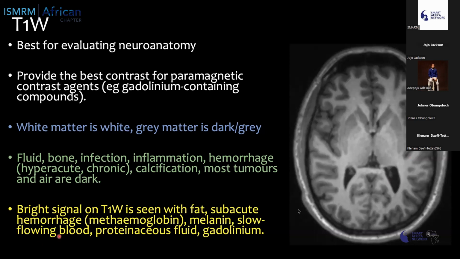However, if you see any bright signal on T1, it's also a clue that you should follow up what this bright signal is to arrive at your diagnosis. So T1, fat, if there's any subacute hemorrhage, right? So anytime you see blood that is hyperintense on T1, you should be thinking it's in the subacute stage, okay? Melanin, the slow flowing blood or thrombus within the blood. If there's a proteinaceous fluid within the sinuses, or there's a post-gadolinium image, all these will show us bright signal on T1.